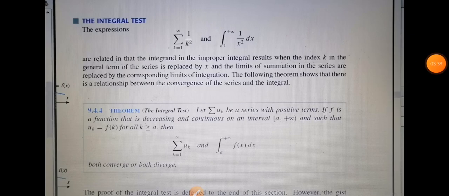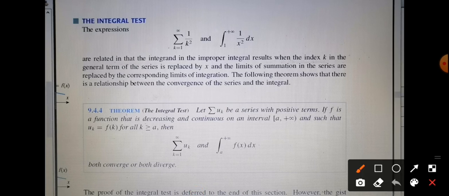The next test we are going to discuss is the integral test. Before applying the integral test, we have to discuss the two properties or rules that must be fulfilled. Number one, the summation of u_k, that is, the series with positive terms. All the terms of the series must be positive.